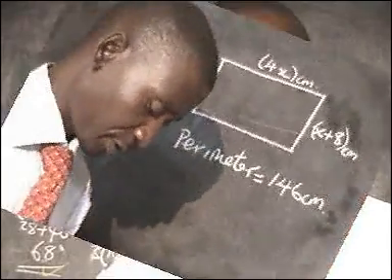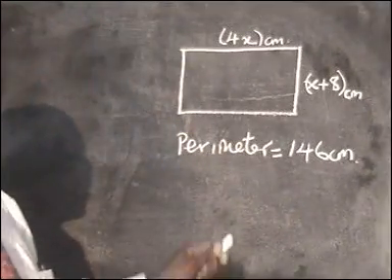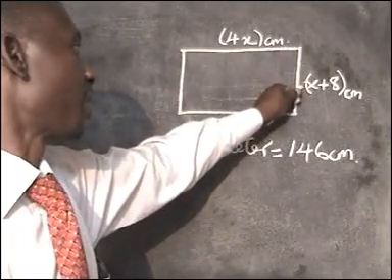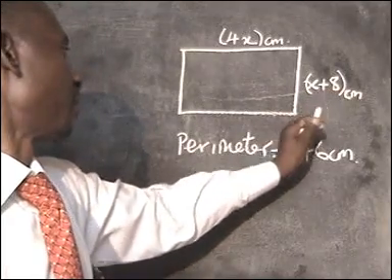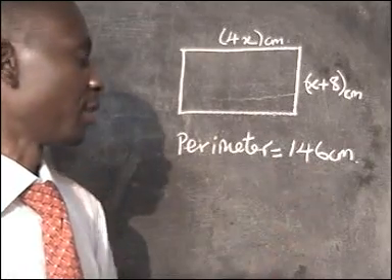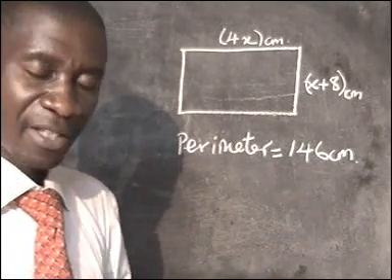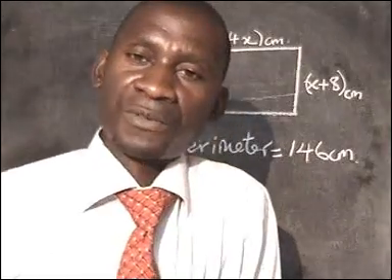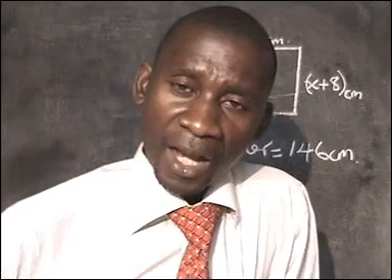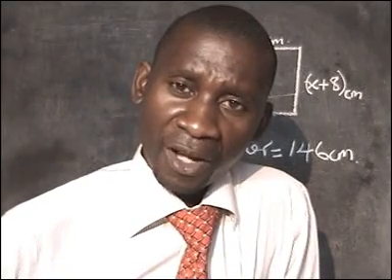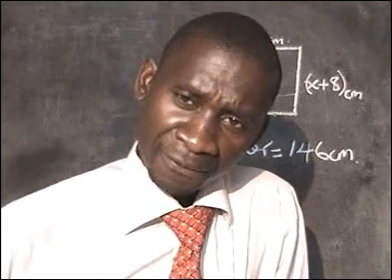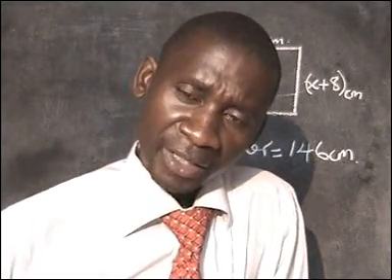Here is the situation: for this rectangle, the length is 4x centimeters, and the breadth is x plus 80 centimeters, and the perimeter of this rectangle is given to be 146 centimeters. In the first place, you have to create an equation showing x, and after that you solve the equation to find the value of x. Then after that there can be a further question to say find the length of the rectangle, or find the breadth of the rectangle.